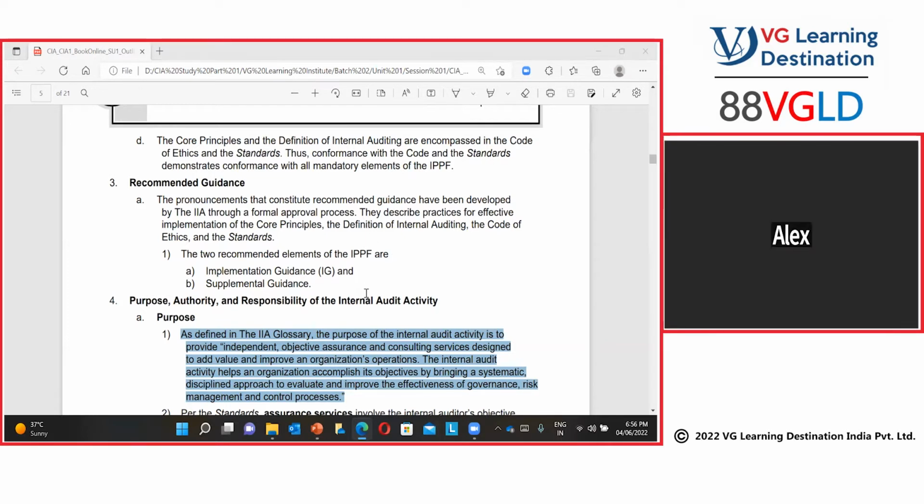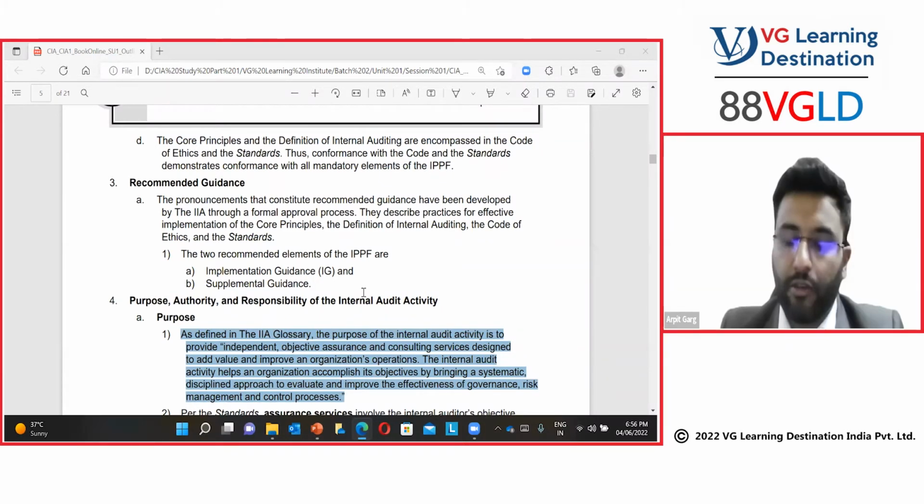So in a nutshell, assurance is basically which provides the opinion and calls out any kind of discrepancy within the department. And consultancy is advisory in nature, where only 2 stakeholders are involved. Absolutely. Very good, Alex.